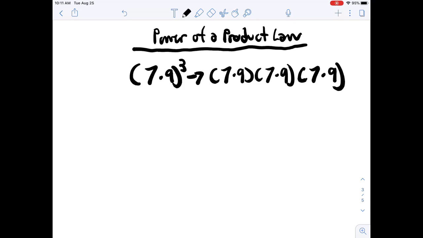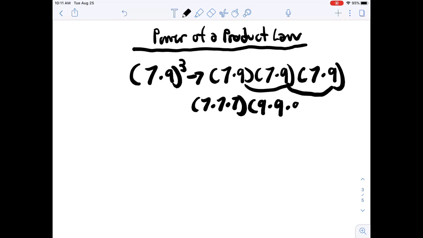By looking at this, we can simplify it even further. We are multiplying 7 3 times, and multiplying 9 3 times. So 7 times 7 times 7 times 9 times 9 times 9. And from here, we can use exponents. So 7 to the power of 3 times 9 to the power of 3. This is called the power of a product law. This is how we are applying it.